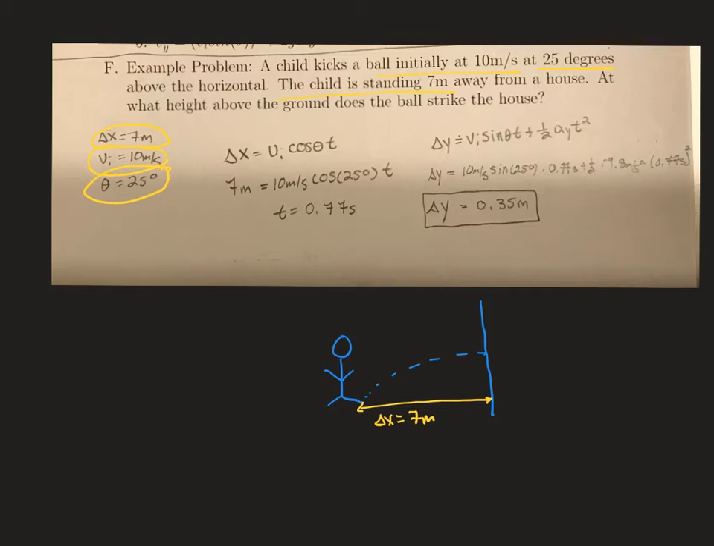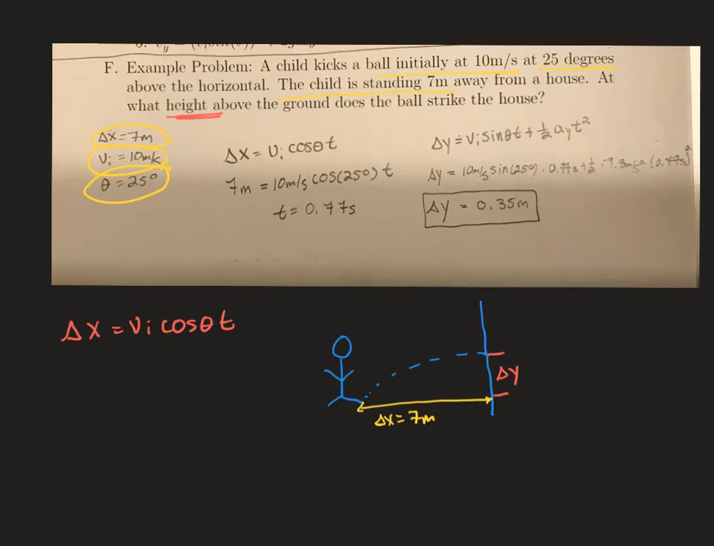So if you run through your list of equations in the y direction, because our goal here is to find the height, or the delta y value here, they all either require time or the final velocity. So let's turn to our x direction equations. We have an equation for delta x that equals the initial velocity times the cosine of theta times t.